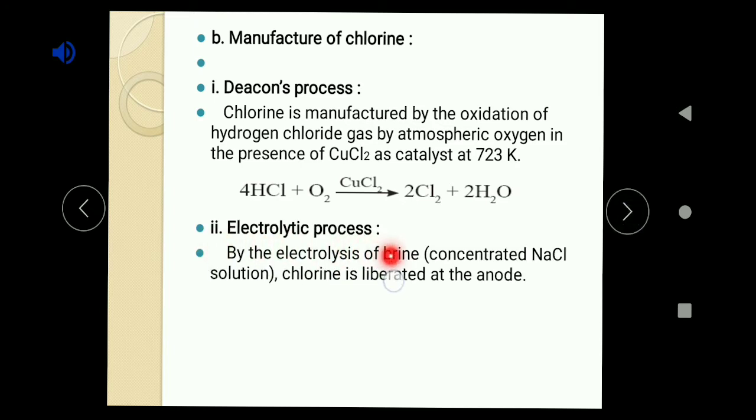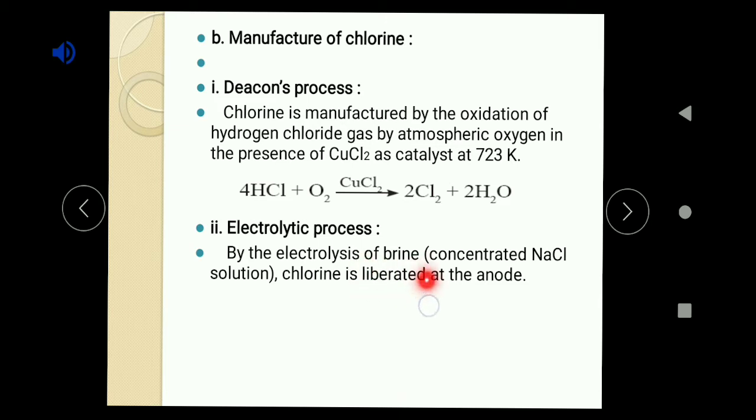Second is the electrolytic process. As you know, we learned electrolysis in previous sessions, that it has one vessel in which two electrodes, anode and cathode, connected to a battery are placed, and that vessel contains electrolyte. Now, the electrolyte in this process where we are going to prepare chlorine is brine, solution of brine. Brine means concentrated NaCl solution. NaCl in water is called brine.